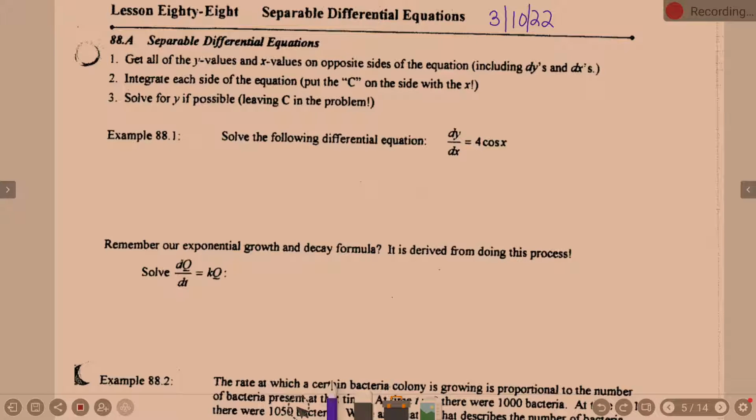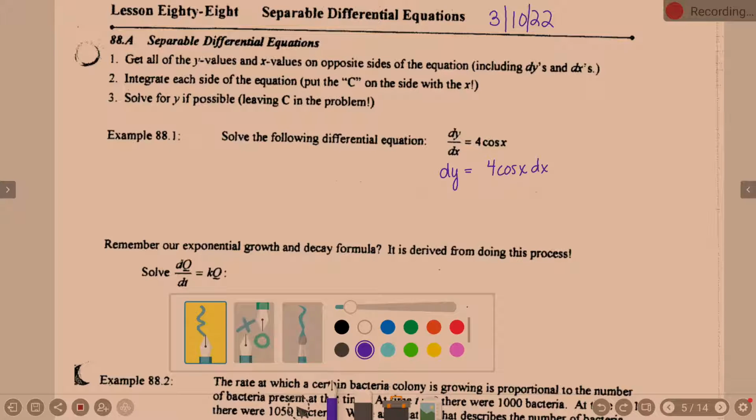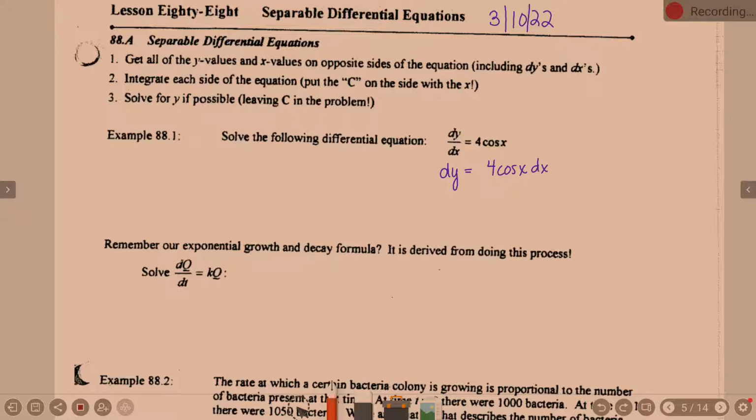Move dx over. And in order to move dx, if it's dy divided by dx, we're going to multiply. So I'm going to keep the dy where it is, and then I'm going to multiply 4 cosine x by dx. So I have dy equals 4 cosine x dx. Y is on one side, x is on the other side. My job is to integrate.